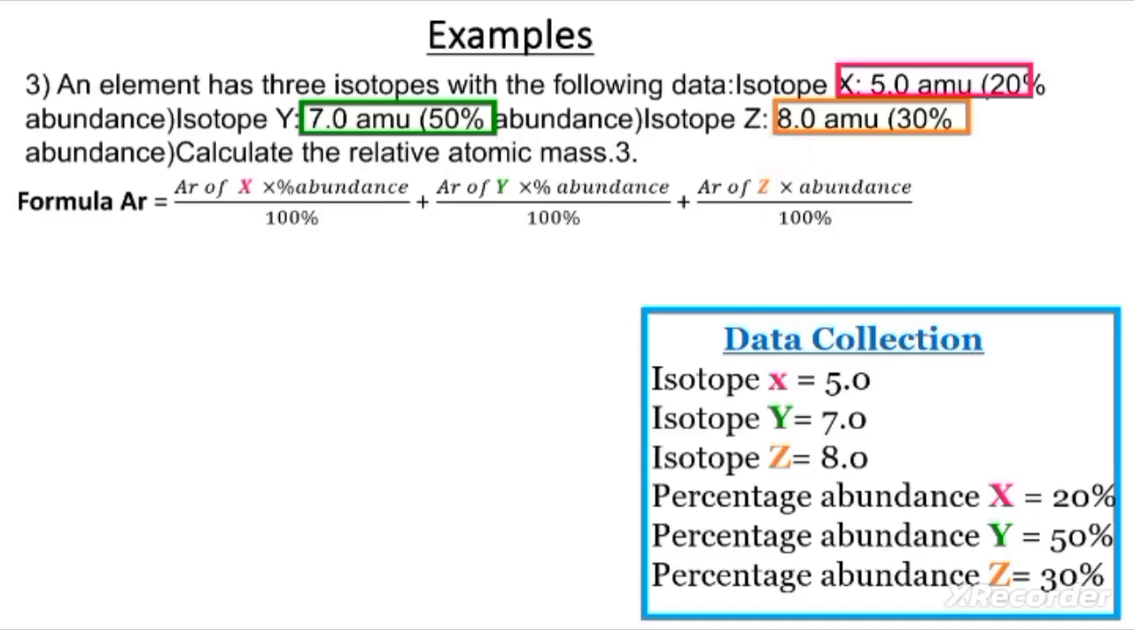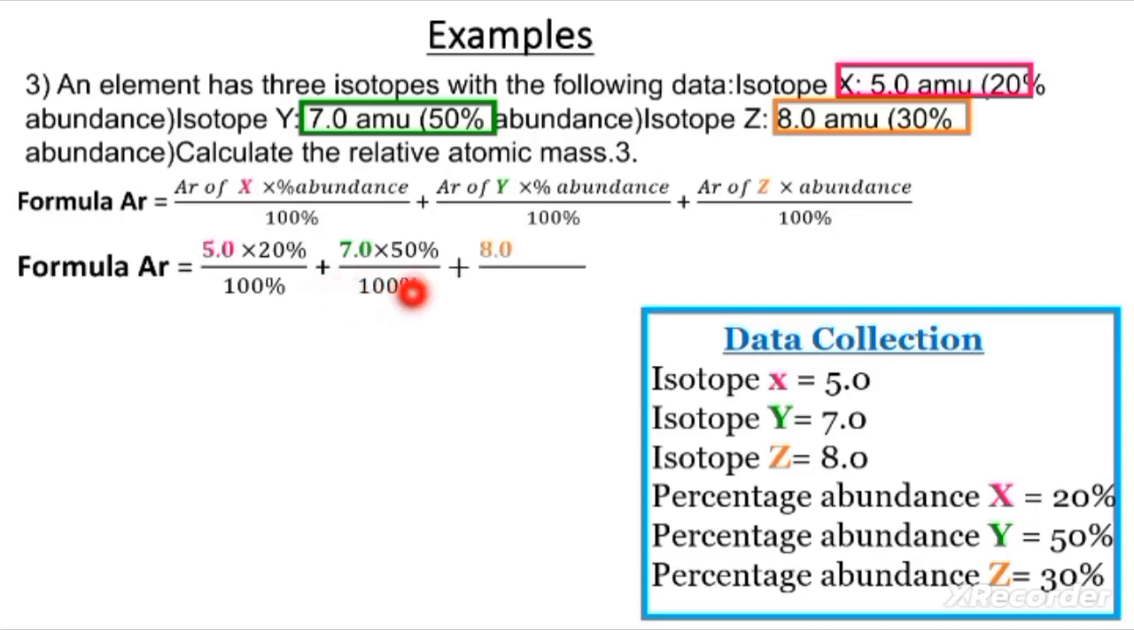Now let us plug in these values in our formula. So we are going to say the atomic mass times 20% divided by 100, 7 times 50 divided by 100, 8 times 30 divided by 100. Okay, so we have all seen where these values are coming from. Now the next thing that we are going to do is to work out, we evaluate so that we can come up with our final answer.